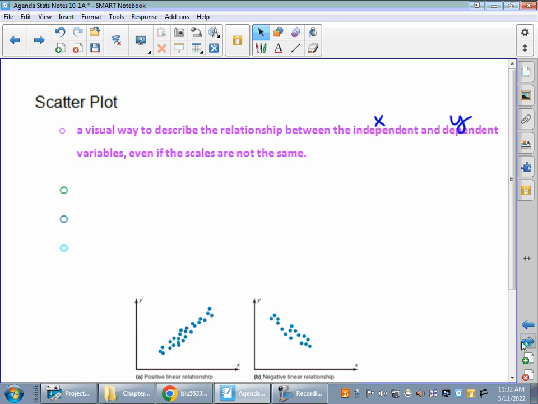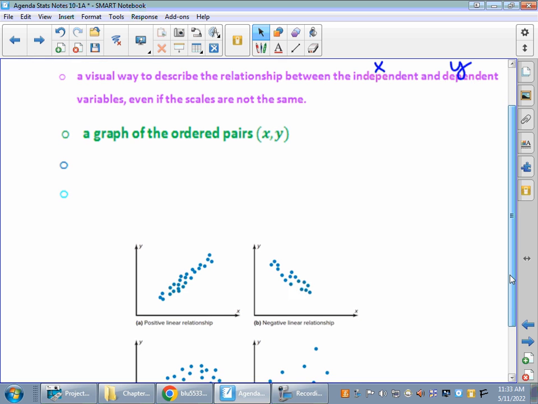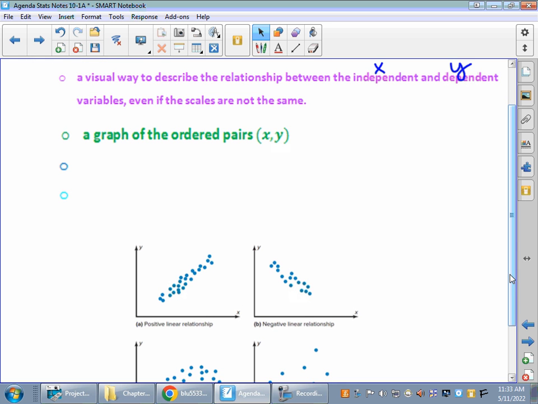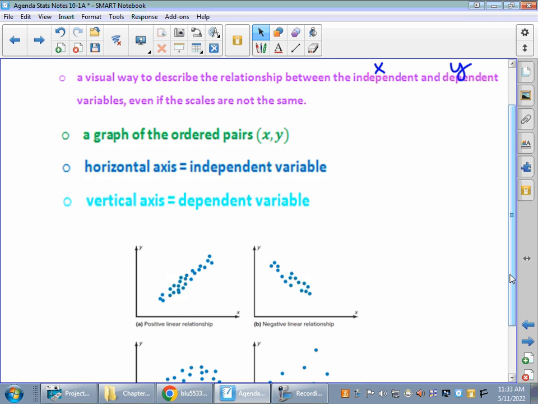Maybe time is across the x and scores are up the y-axis. So this is a graph of the ordered pairs. We're not going to connect the dots, we're just going to look at them. I've got some examples down here on the bottom of what these look like. The horizontal axis, or the x-axis, is our independent variable, and the vertical axis is our dependent variable. Just like it's always been, we're just putting it into the context of stats.